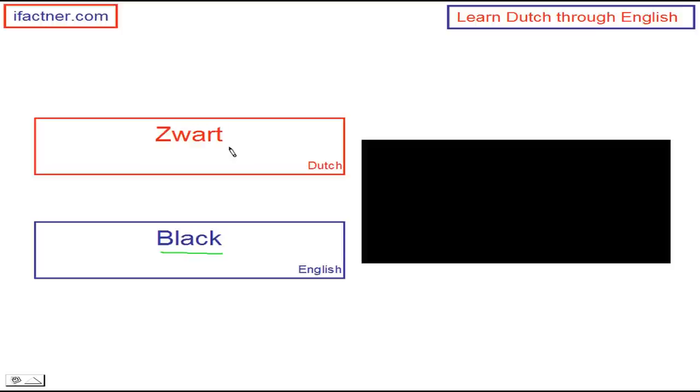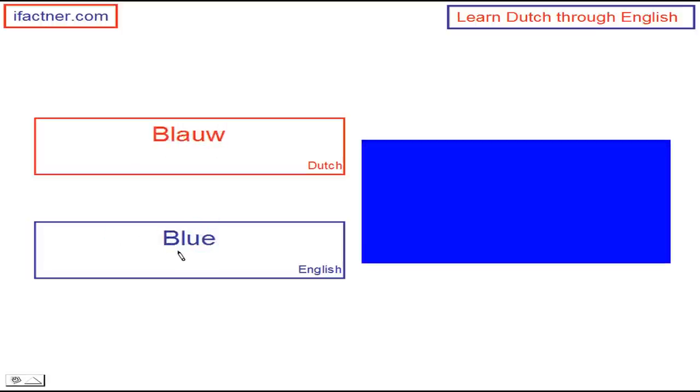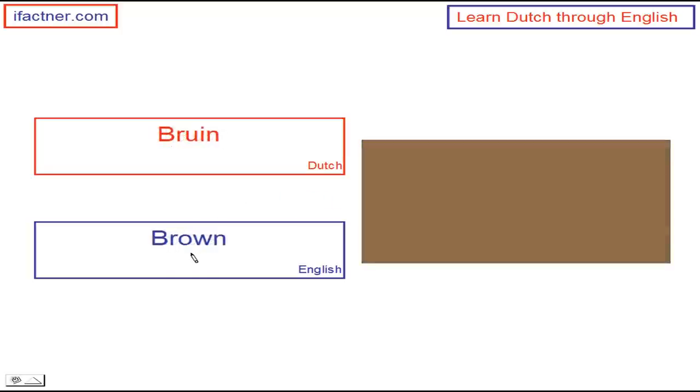Black, zwart. Z, W, A, R, T, zwart. Blue, blauw. B, L, A, U, W, blauw. Brown, bruin. B, R, U, I, N, bruin.